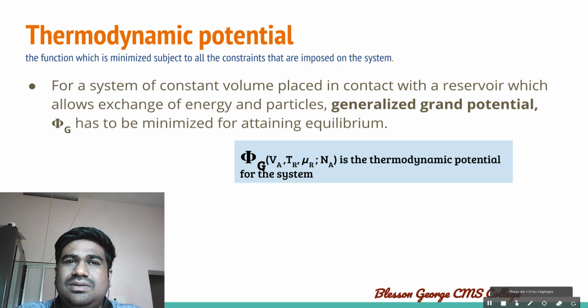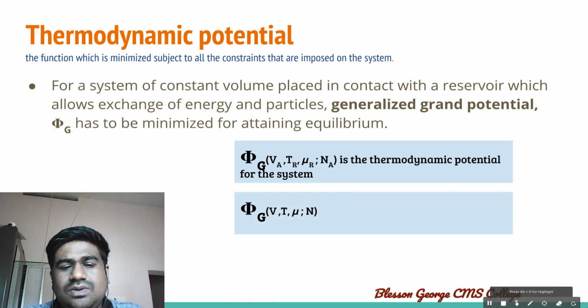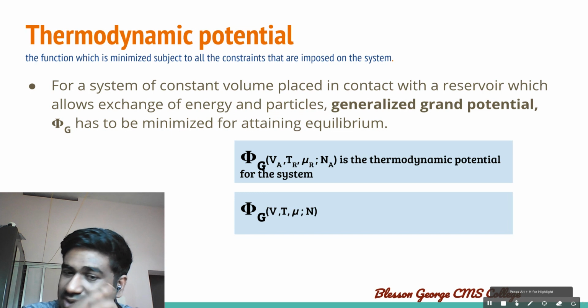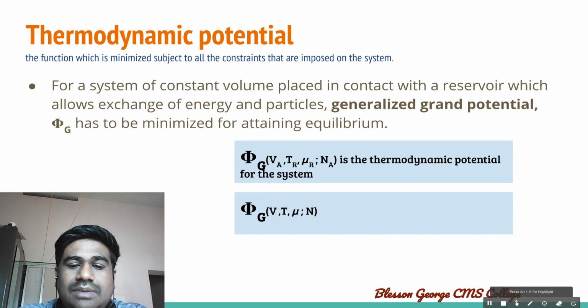So if we say V only, then we know that volume is for system A. If we say T only, then it is understood that Tr and Ta should be the same. So from now onwards we drop this subscript. It will be like this only, phi G of T, where V, T and mu are constants, and phi G varies as a function of N. So after the semicolon we write N, that means it varies as a function of N. Is it clear?